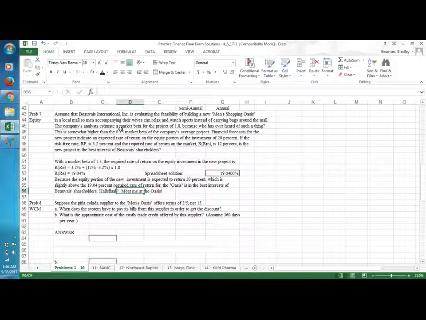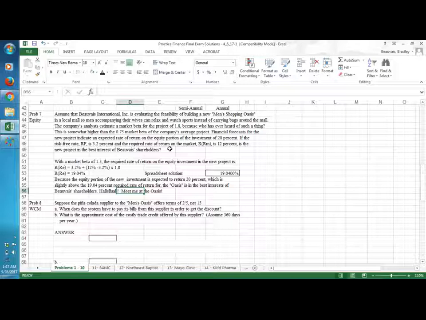With some of the inputs given here, company analysts estimate a market beta for the project of 1.8, because this is such a crazy idea, whereas our actual market beta for a company's average project is 0.75. Financial forecasts for the new project indicate an expected rate of return on the equity portion of the investment of 20%. If the risk-free rate is 3.2% and the required rate of return on the market is 12%, is the new project in the best interest of Beauvais shareholders?